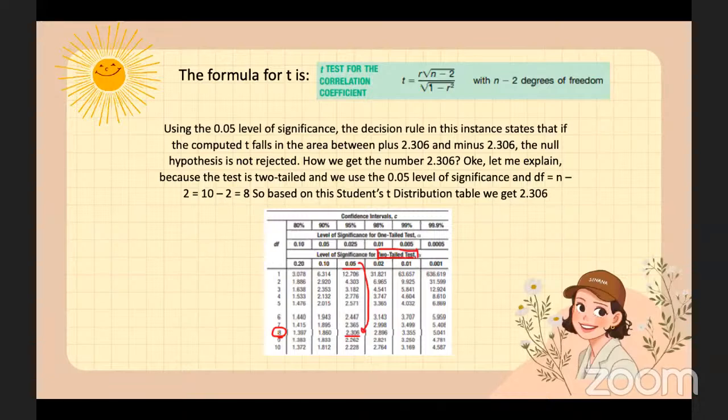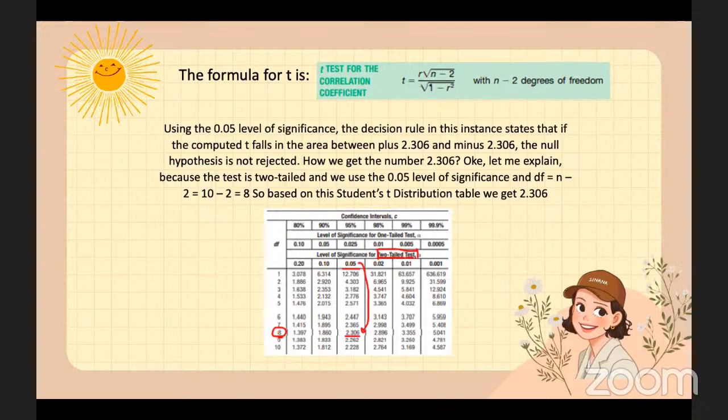Using the 0.05 level of significance, the decision rule in this instance states that if the computed t falls in the area between plus 2.306 and minus 2.306, the null hypothesis is not rejected. So how do we get the number 2.306? Okay, let me explain.